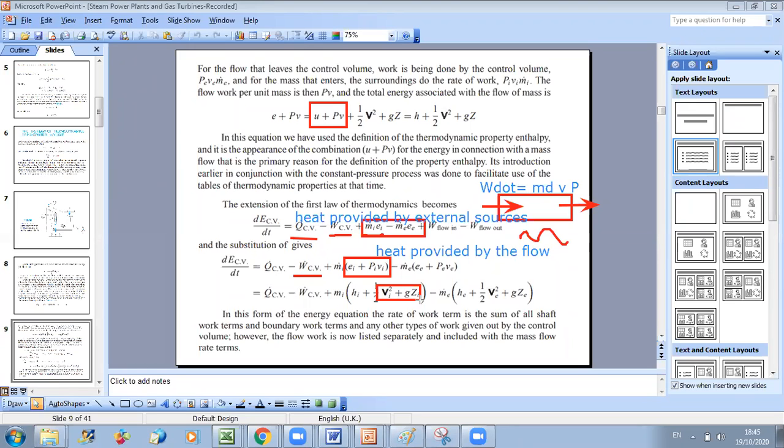Okay? So what we can understand from this equation is that the rate of work is the sum of all shaft work terms and boundary work terms, because we will not only consider the work and heat from external sources, but also the work and heat due to our flow.